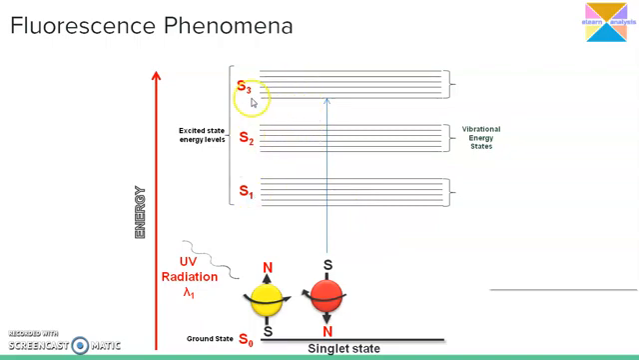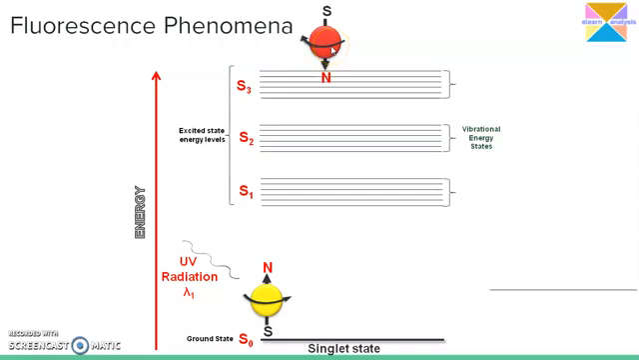So S1, S2 and S3 are the excited energy levels. This particular electron has taken up the energy and it has jumped to the excited state. Depending on the wavelength of the energy that is made to fall on these electrons, the electrons may either go to S1, S2 or S3. And as we know, these excited states will have several vibrational energy levels within them. So when I say this electron is losing energy, it may lose energy in two or three different forms.